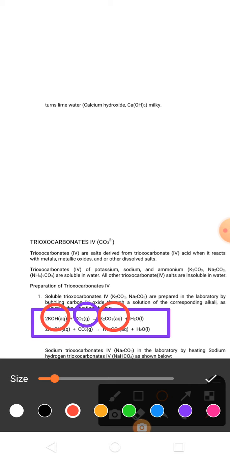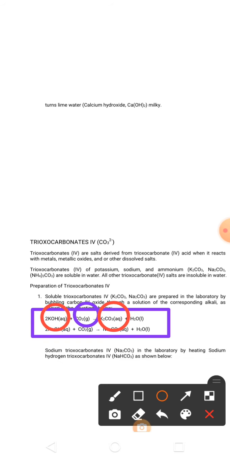Now, generally speaking, only three trioxocarbonate(IV) salts are soluble. Please take note of this. The first one is K2CO3, potassium trioxocarbonate(IV). Then Na2CO3, sodium trioxocarbonate(IV). The two of them are soluble. And the third one is ammonium trioxocarbonate(IV). That one too is soluble.